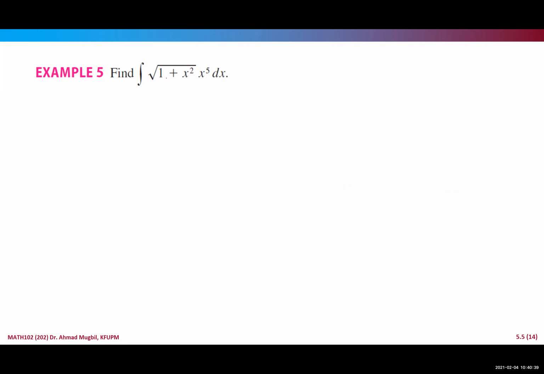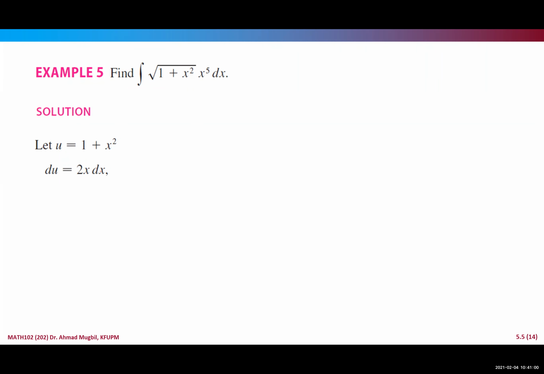Now what will be du? du will be the derivative of 1, which is 0, and the derivative of x squared, which is 2x dx. Don't forget dx. Now what do you want? This will be the square root of u, x to the power 5. This is a problem, by the way. So far this is not good. We can find x dx, but I need x to the power 5 dx. So what should we do in this case?